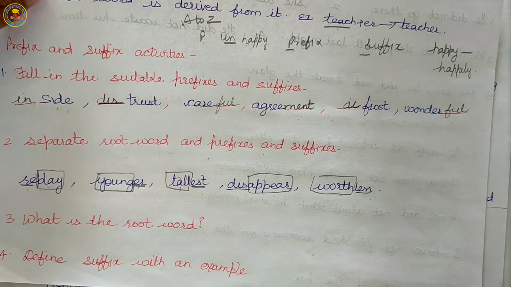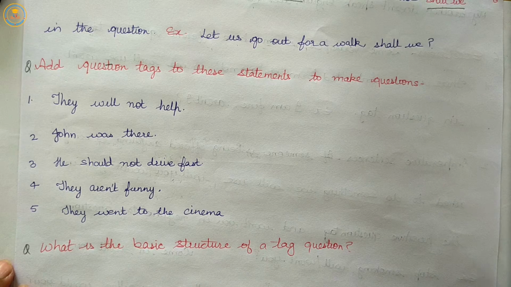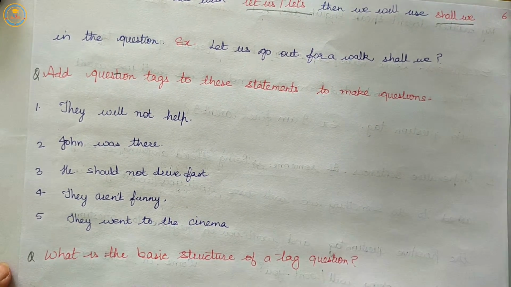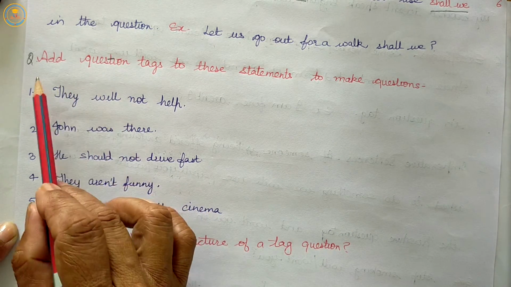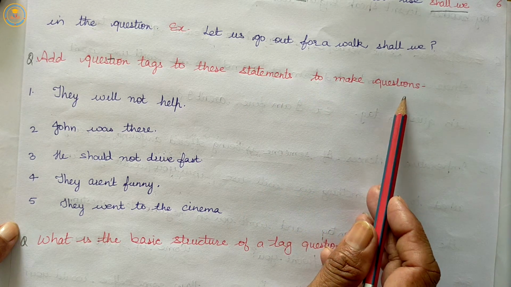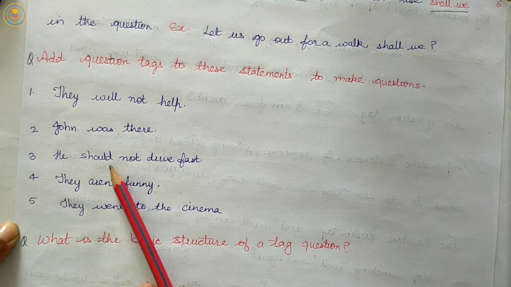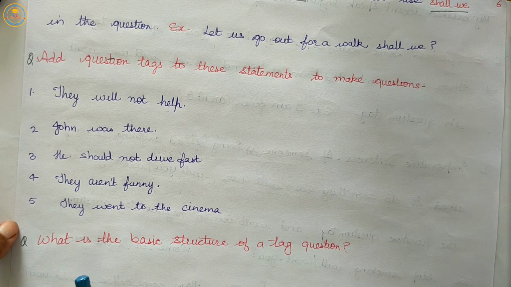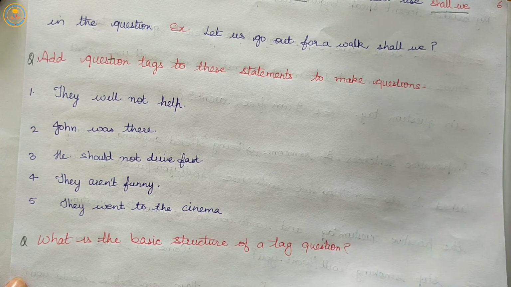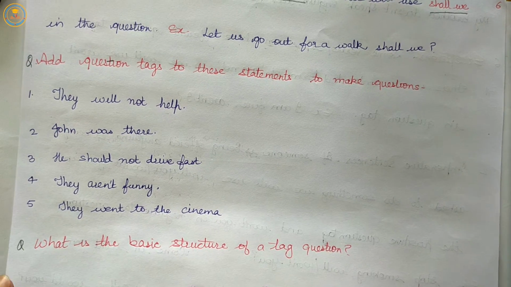So I hope you have understood whatever we discussed in this. And for this topic, you will have to do these 2 questions. First is add question tags to the statements to make questions. They will not help. John was there. He should not drive fast. They aren't funny. They went to the cinema. And next is, what is the basic structure of a tag question? So, thoroughly revise this and practice yourself.